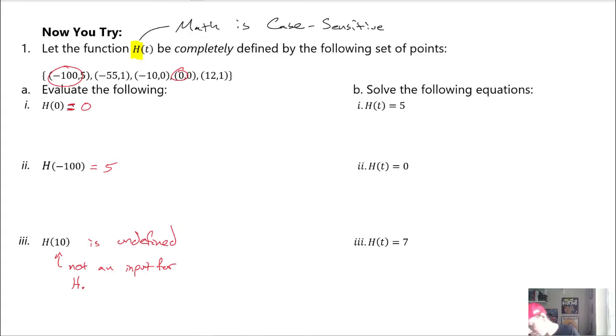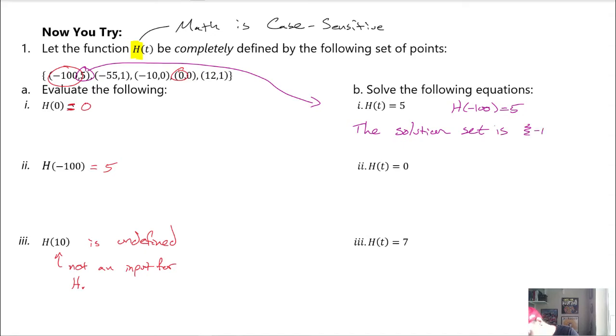All right, let's look at part B. We want to solve the following equations. The first equation, part I, being capital H of t equals 5. So I look through the list of points and I see an output of 5 in the first point. So the input that gives us that is negative 100. Capital H of negative 100 equals 5. So negative 100 is the solution. Now we can say the solution set is the set containing the number negative 100.